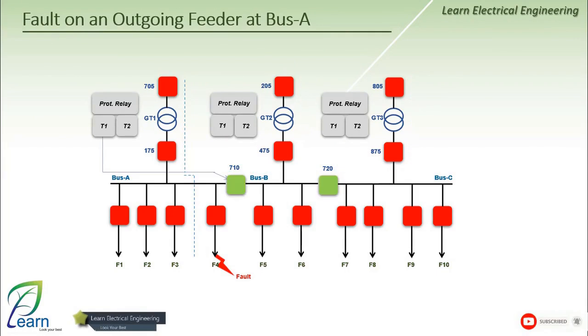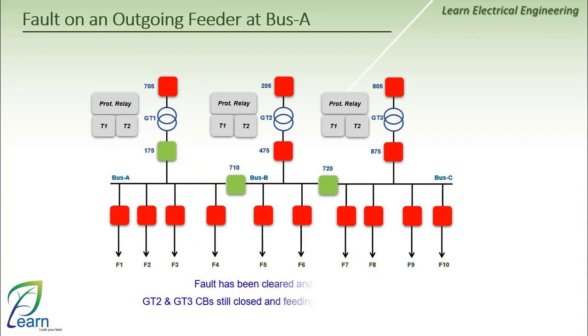Suppose that after opening the bus section circuit breakers, the fault still exists. We will notice that the incomers GT2 and GT3 do not detect any fault, but it is the incomer GT1 that still detects the fault. Therefore, the relay will issue a command to open the GT1 circuit breaker, thus isolating the fault by isolating the entire bus bar A.